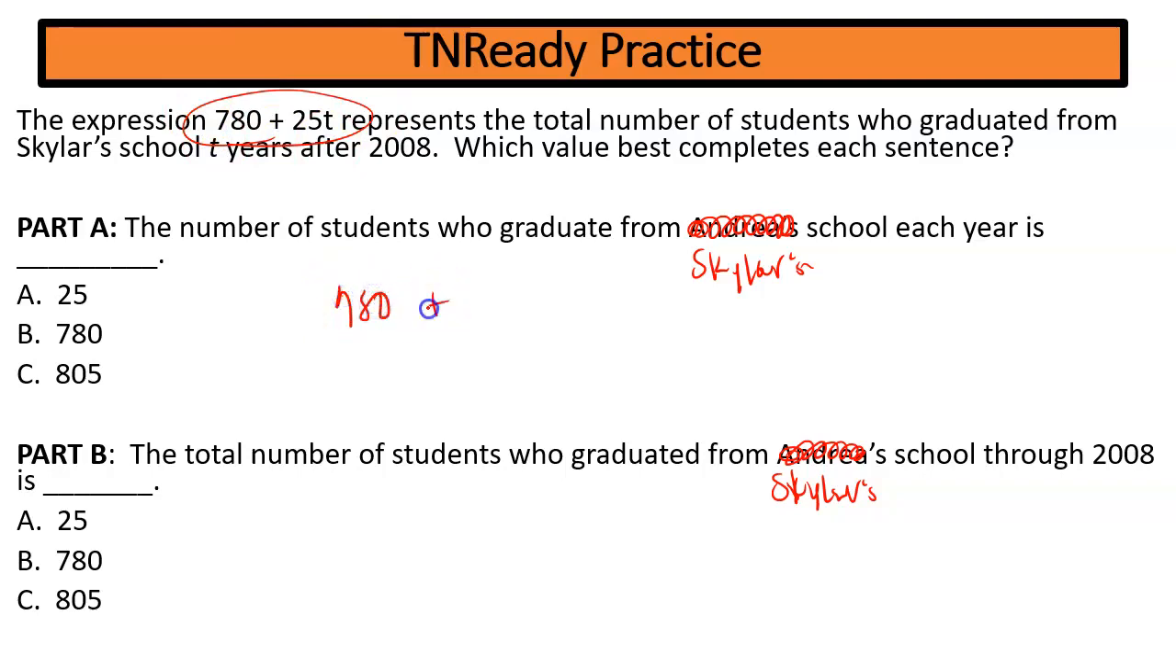All this is asking you to do is look at the parts of your equation or expression, okay? So the 780 that's by itself, that would be my initial value. So that's whatever I started with. My 25 is my rate of change.